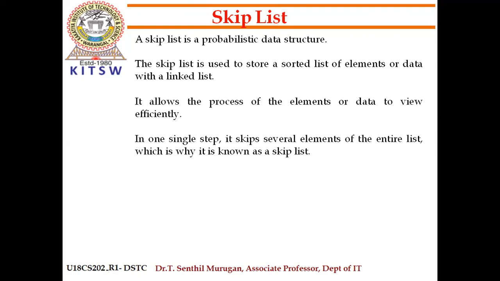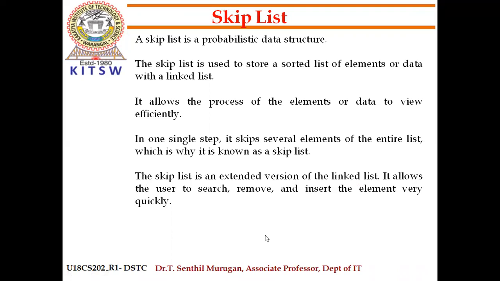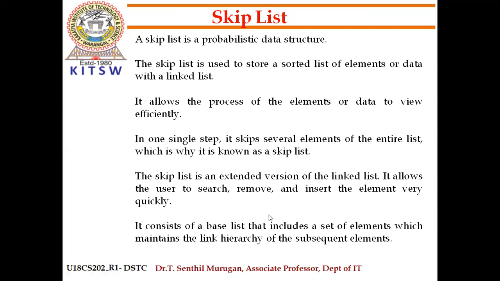Memory space may take some extra space, but it will store key values. Based on the key values, we will perform the operations. In one single step, it skips several elements of the entire list, which is why it is known as a skip list. If we see the diagrammatic representation, we can easily understand it. Skip list is an extended version of the linked list. It allows the user to search, remove, and insert elements very quickly. It consists of a base list that includes a set of elements which maintain the link hierarchy of the subsequent elements.